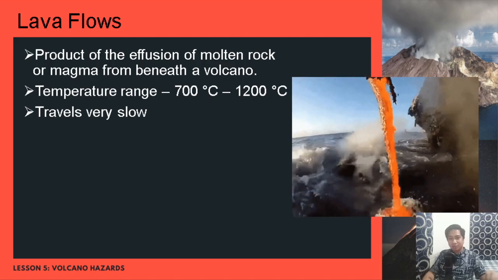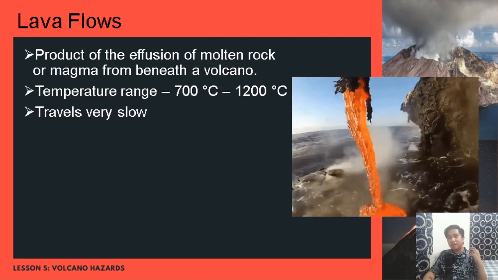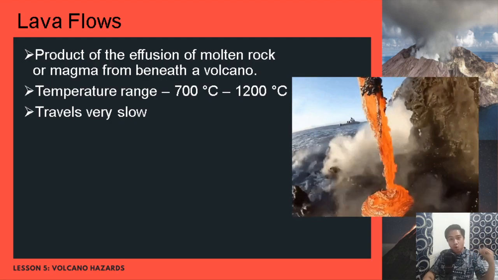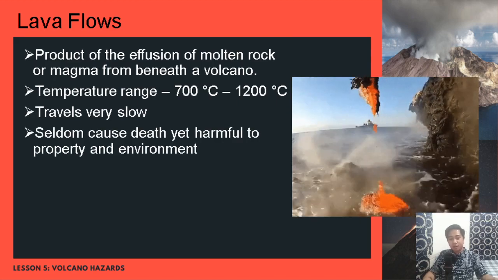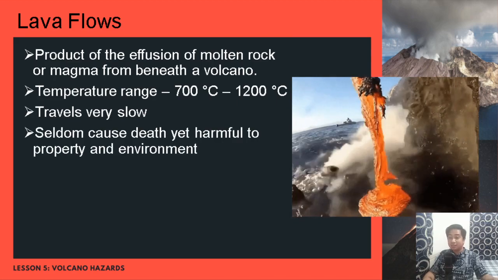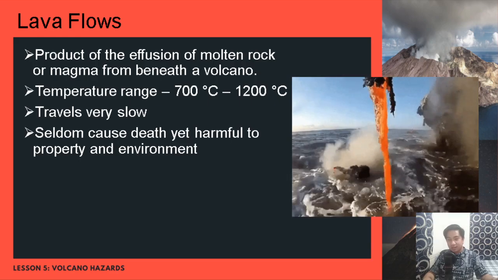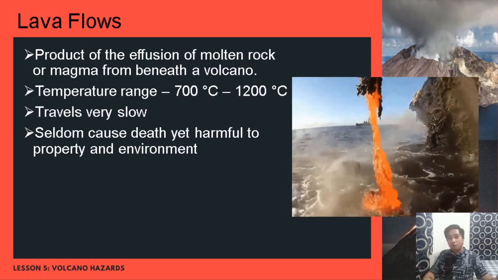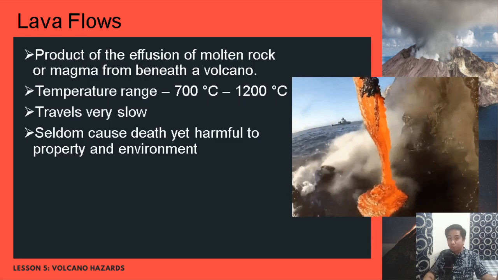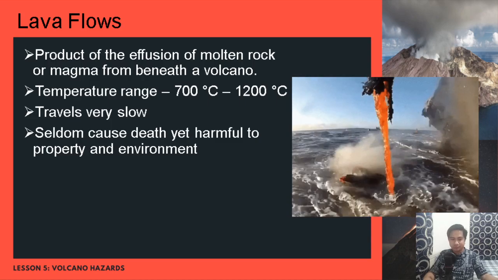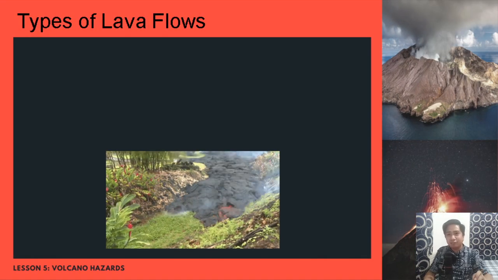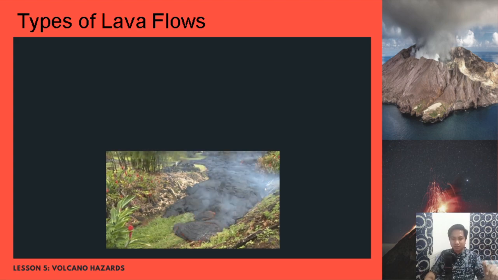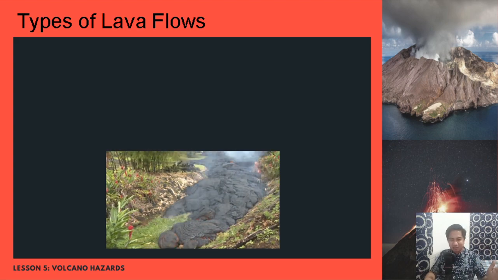So it can be prevented because it travels slowly, especially if the eruption is, kumbaga, slow in nature. And then it seldom causes death, yet it is harmful for property and your environment. It's because it travels very slow. It can be prevented as well, especially if the progression is too slow. Okay. Next. So we have different types of your lava flows. So ayan in the GIF, you can see that is an example of a slow traveling lava flow.